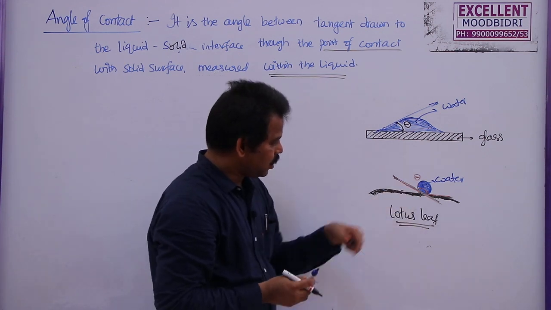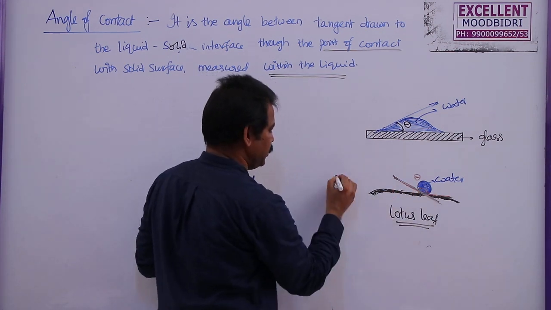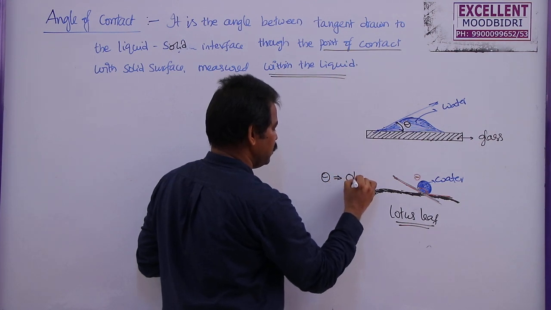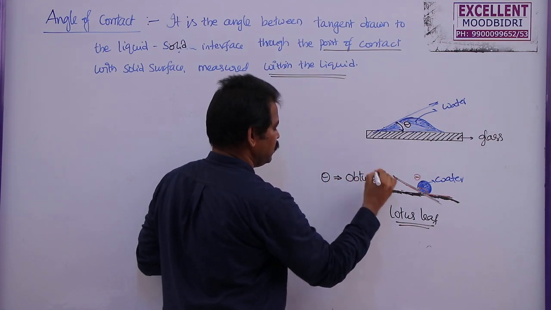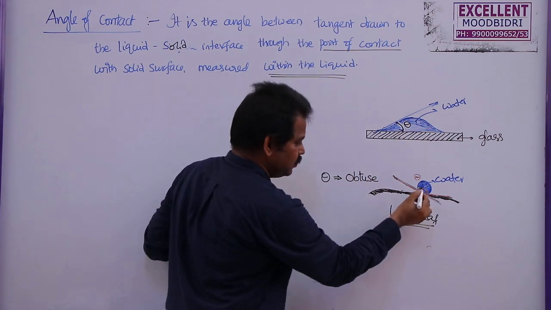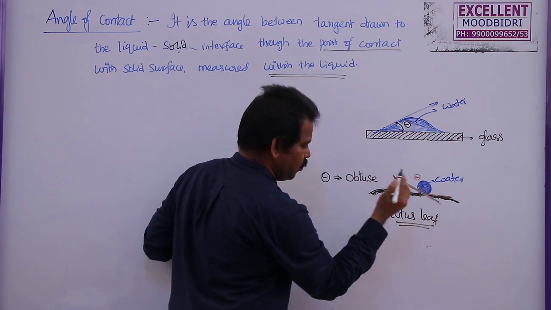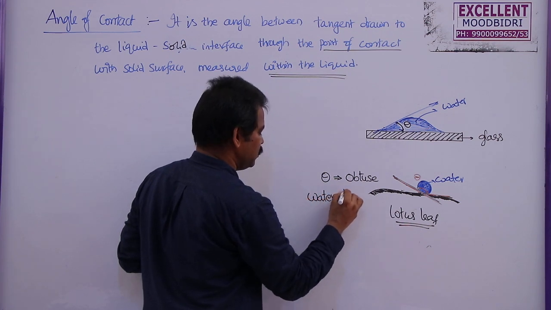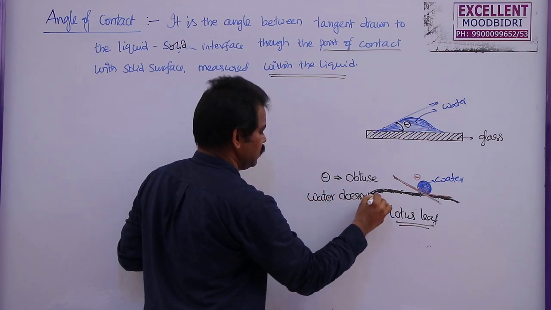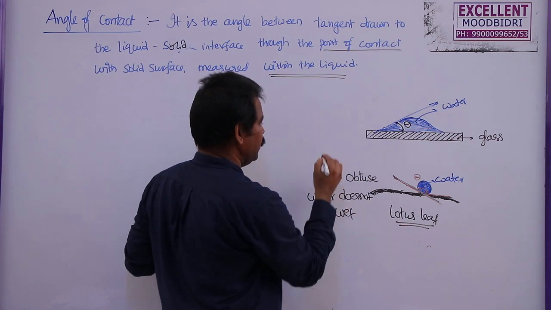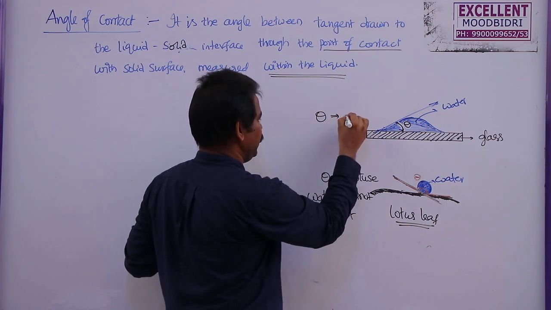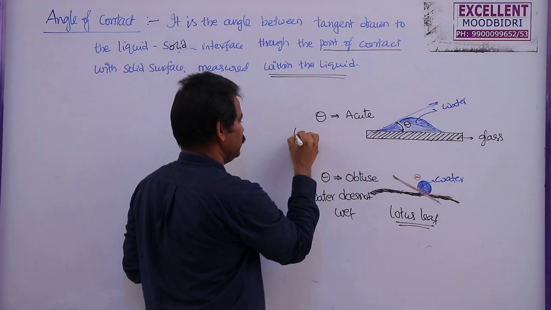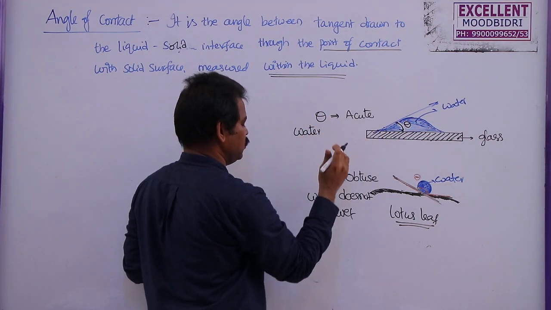If this angle is obtuse, here it is more than 90. If theta is an obtuse angle, then this water will not wet the lotus leaf. So water does not wet. If theta is an acute angle, that is less than 90, then water wets the solid surface.